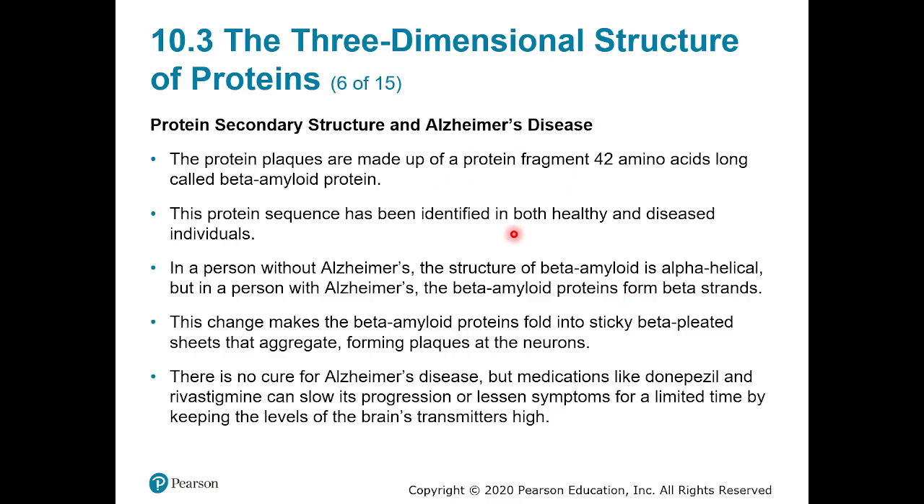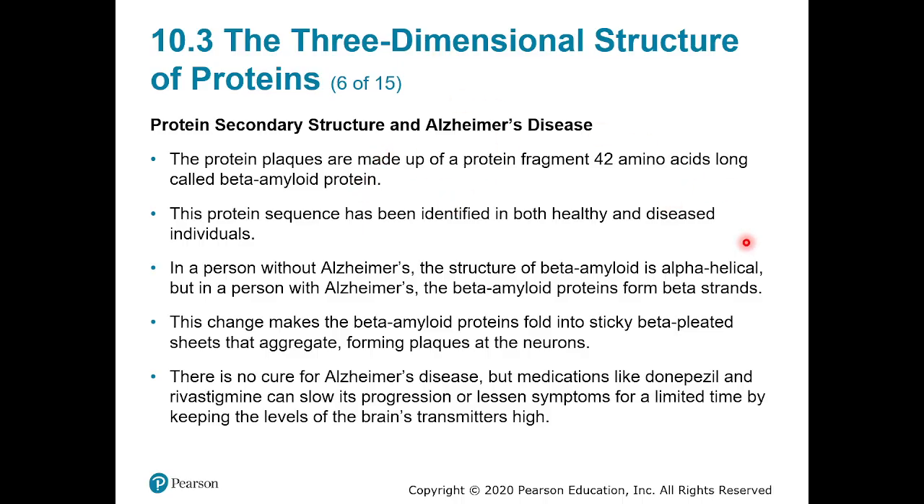let's talk a bit about the protein structures, which is definitely a component of Alzheimer's. So the protein plaques are going to be made up of protein fragments. These are going to be 42 amino acids long. These are actually called beta amyloid protein. You may have heard of that if you've ever heard of Alzheimer's, the beta amyloid proteins.